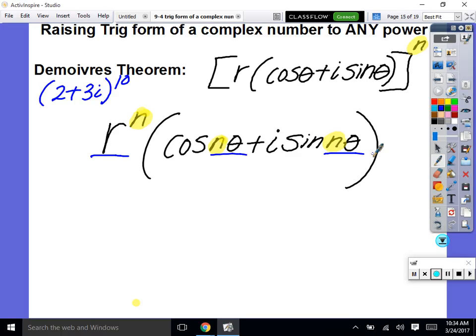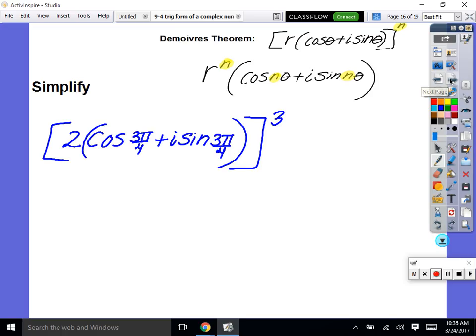If you're curious about a proof of de Moivre's theorem, search it on the internet and watch it. There's a lot of people that have done it. De Moivre is a mathematician that figured out that it always works out this way and came up with a proof for it mathematically of why. Did you write it down?